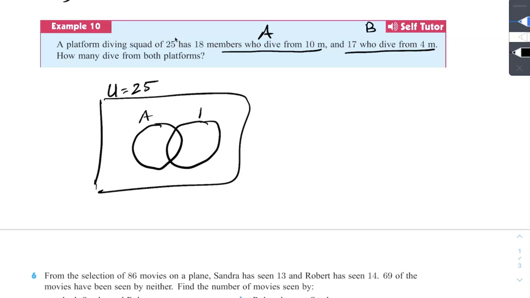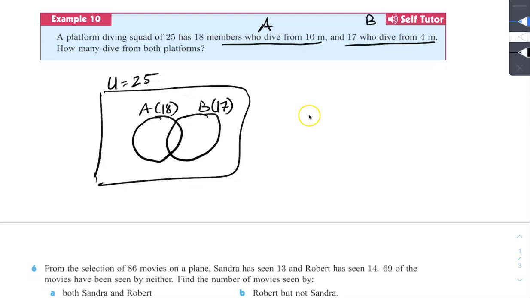Here's A, here's B. There are 18 members that dive from 10 meters, so that's my A. So there are 18 members here. And there are 17 who dive from 4 meters, so that's 17 there. Now, remember from the last one, the key to Venn diagrams is figuring out the intersection. Once you get that, life is easy. But we don't have it in this case. They don't give it to me.